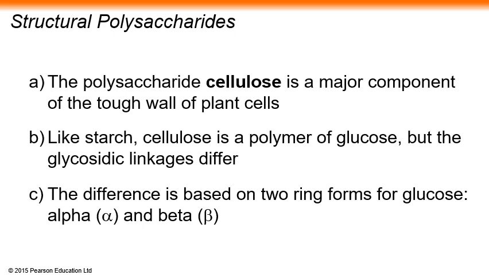But this one is different. Structural polysaccharide: we're going to talk about cellulose. It is very different. Structural polysaccharide cellulose cannot be consumed as an energy source. They are structural. They make up some structure and never get consumed as energy. The polysaccharide cellulose is the major component of the tough cell wall of plants. Like starch, cellulose is a polymer of glucose, but the glycosidic linkages differ. The difference is based on two ring forms for glucose, alpha and beta.